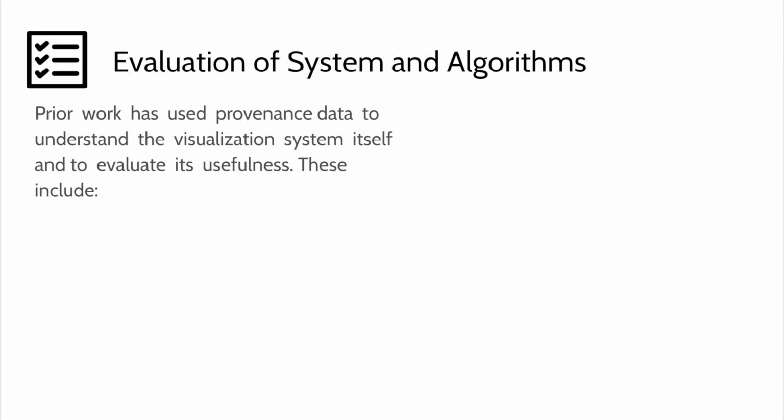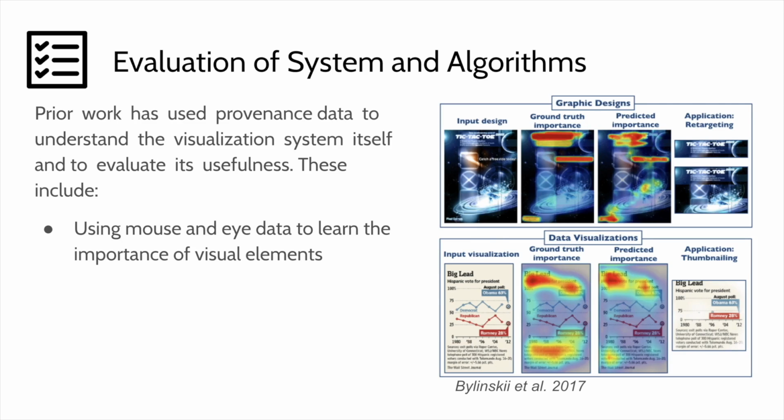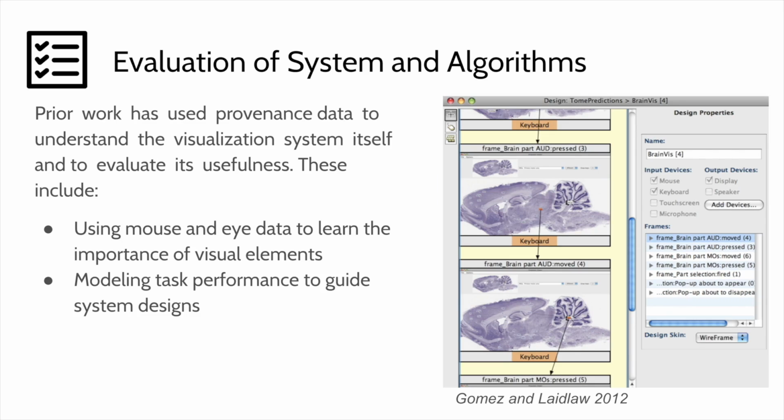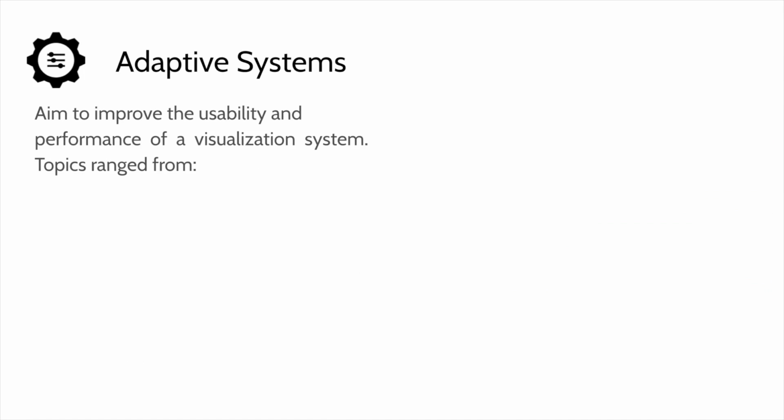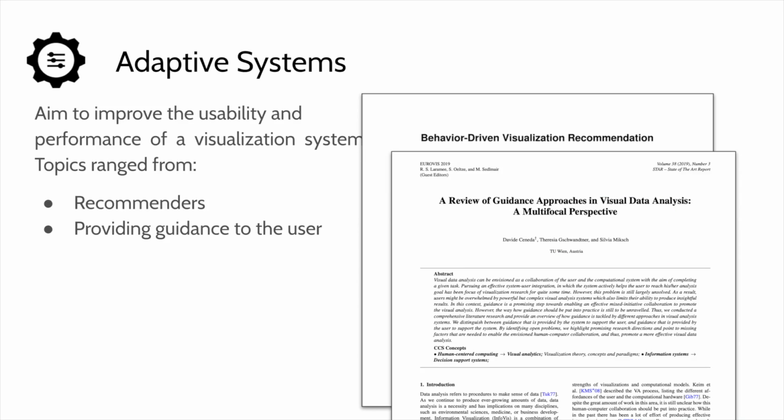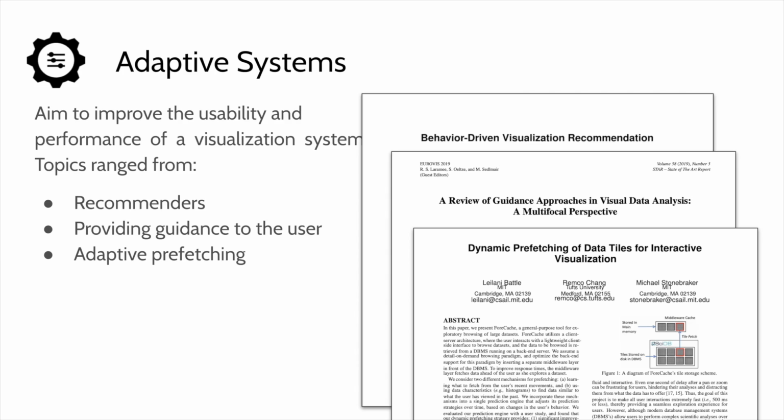Also common was the analysis of provenance data to understand the system itself or to evaluate its usefulness. These include papers on using mouse and eye data to learn the importance of visual elements, modeling task performance to guide system design, and visual analytic systems to evaluate interactive visualizations. Perhaps the most common goal that we observed was in the area of adaptive systems. The aim here is to improve the usability and performance of visualization tools, and topics ranged from recommender systems, providing guidance to the user, and adaptive prefetching.